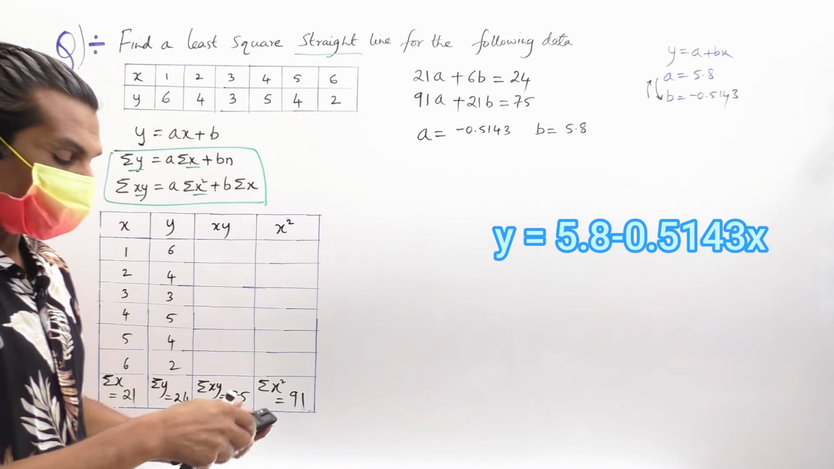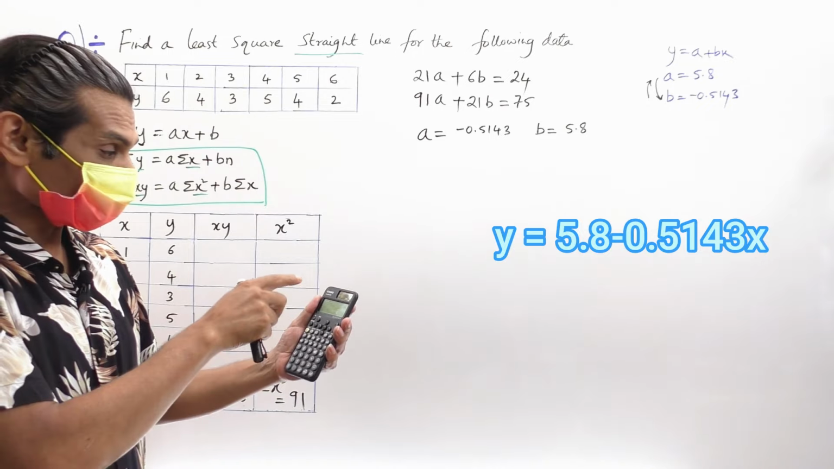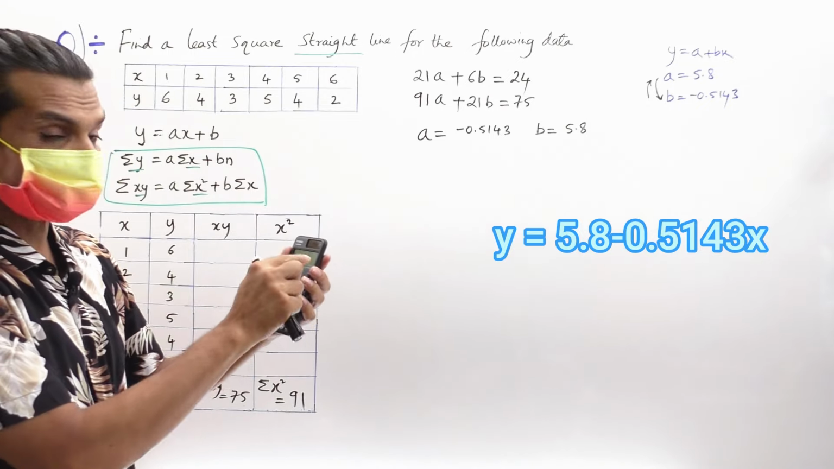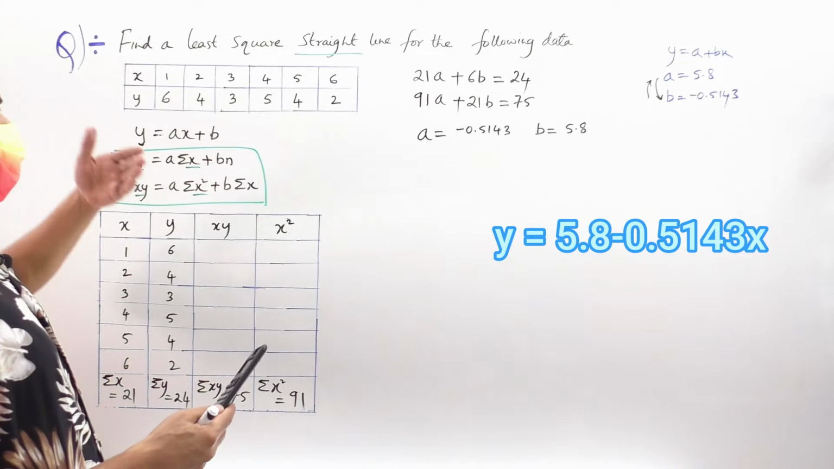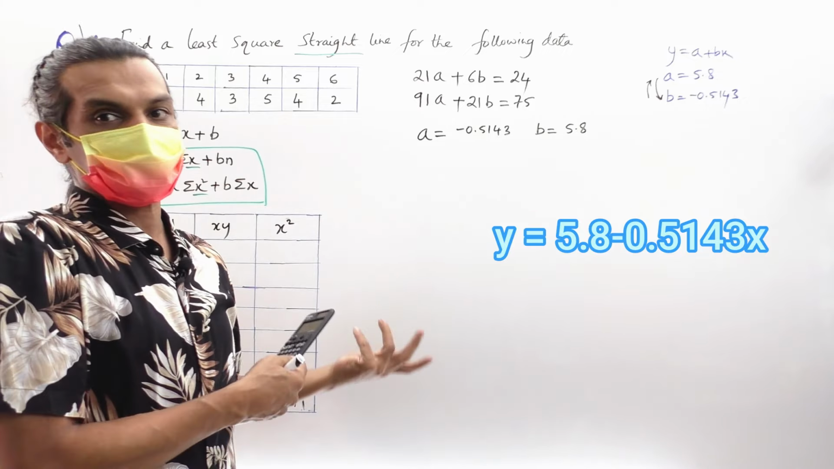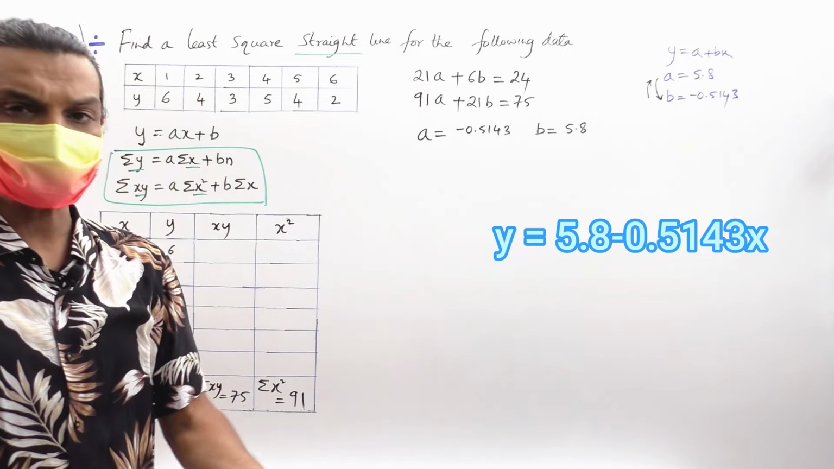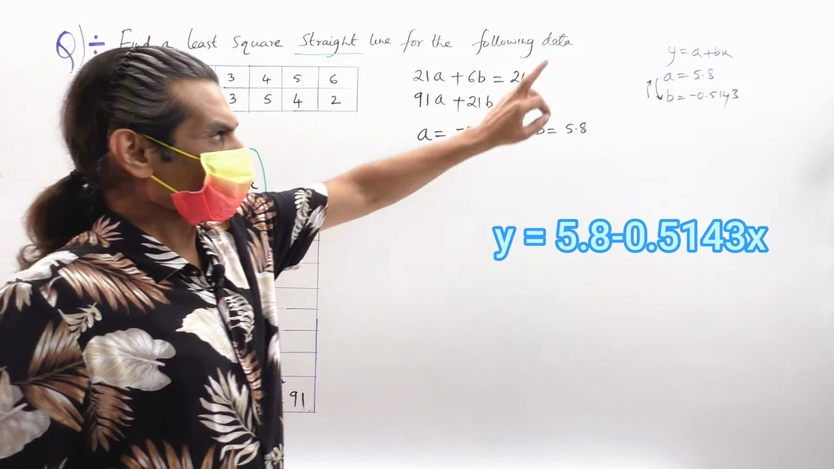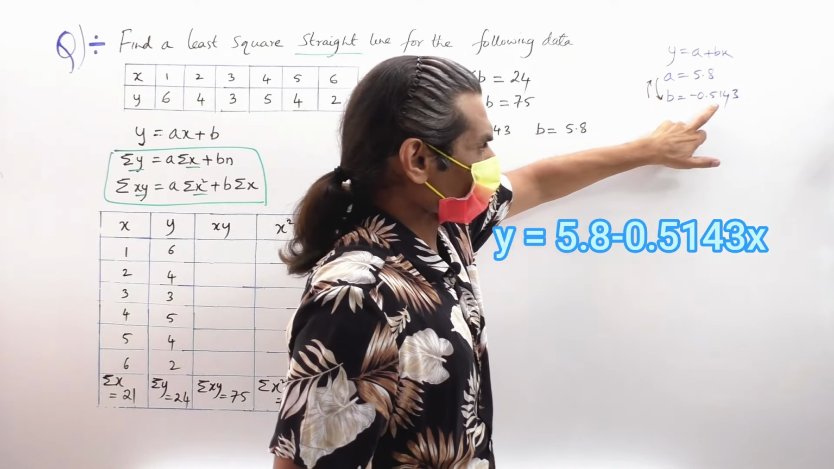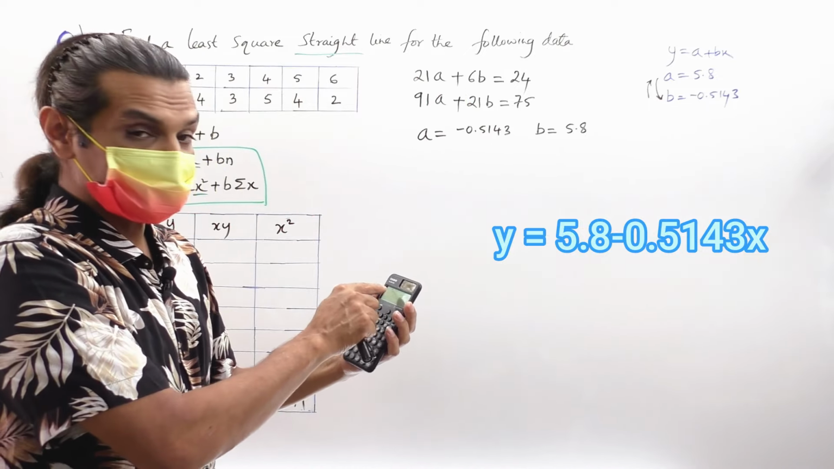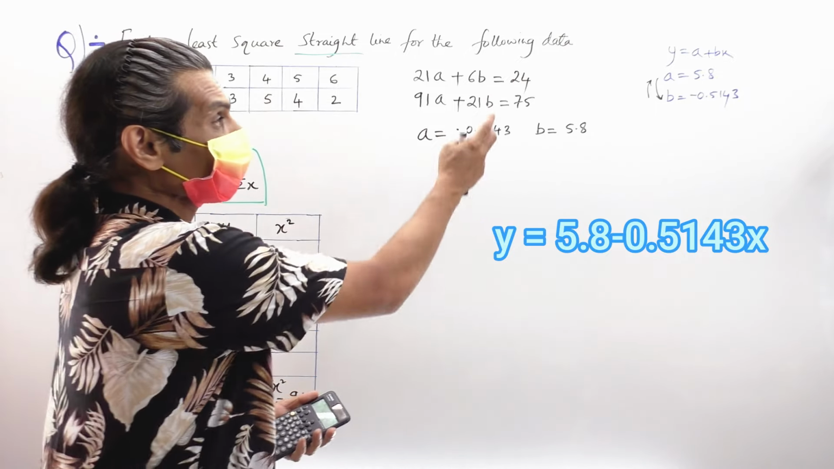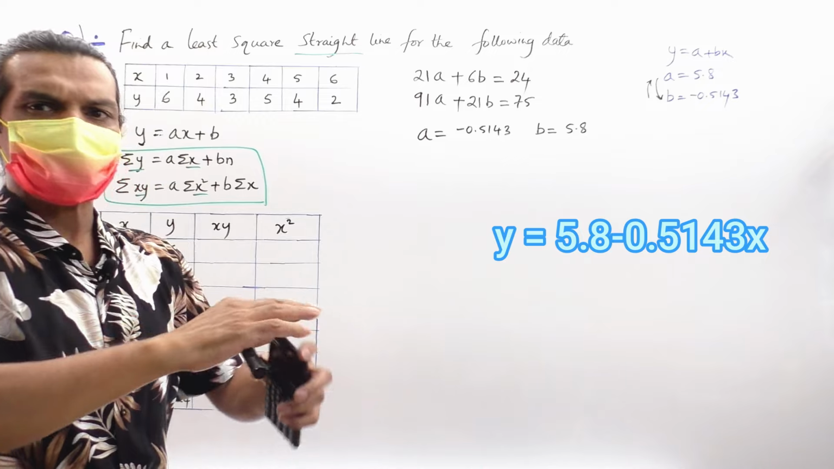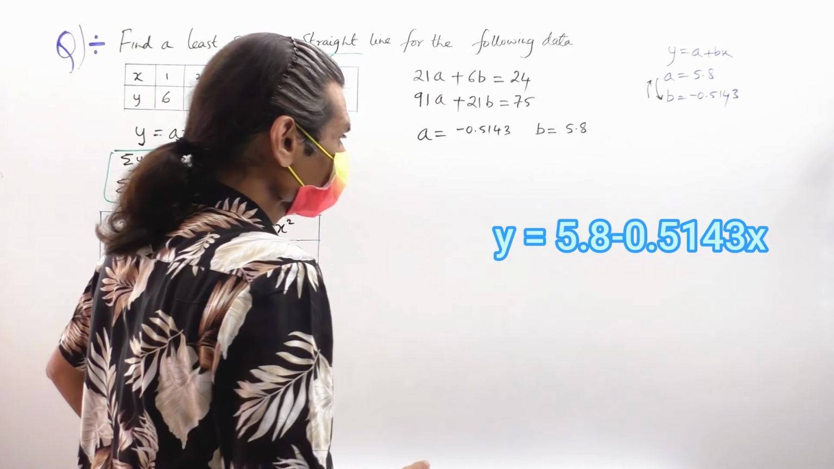Since this is fixed in the calculator, it's always a plus bx. But since in textbooks they usually take ax plus b, I have taken this one. If you take a plus bx also, no issue. You will get a as 5.8 and b as minus 0.5143. But in the calculator, since the equation being solved is a plus bx, in the final answer take a as b and b as a. That's it, simple. So we got the a and b values.